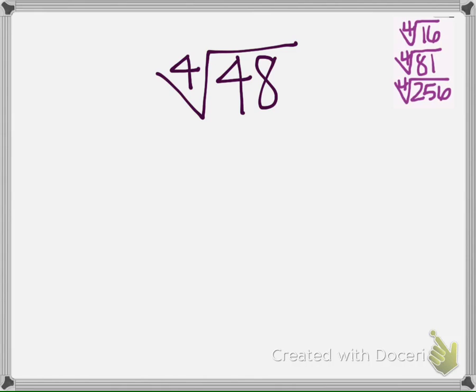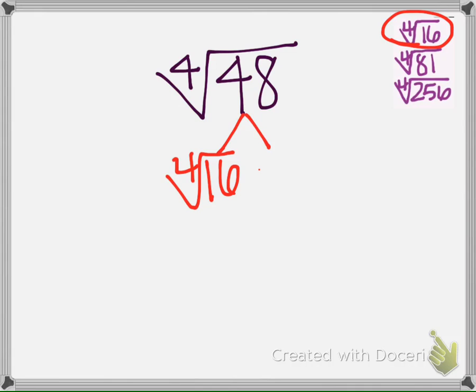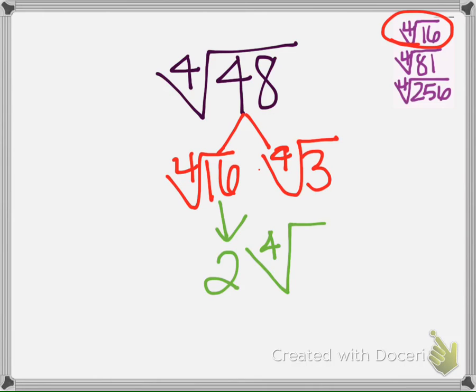Alright, so now we have a fourth root. So we have to think of what number can go into 48 that we could find the fourth root of. So I know that 16 goes into 48 three times. So what number 4 times equals 16? That would be 2. So we get 2 times the fourth root of 3.